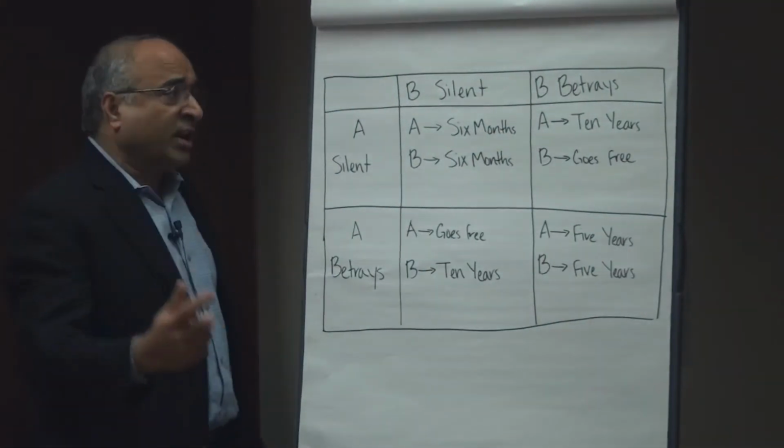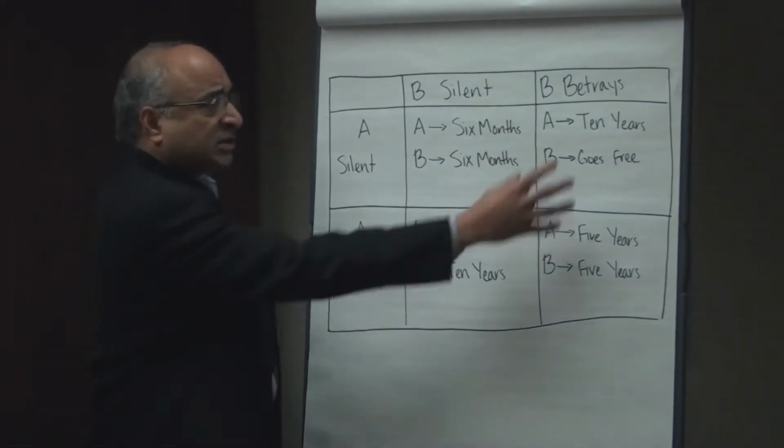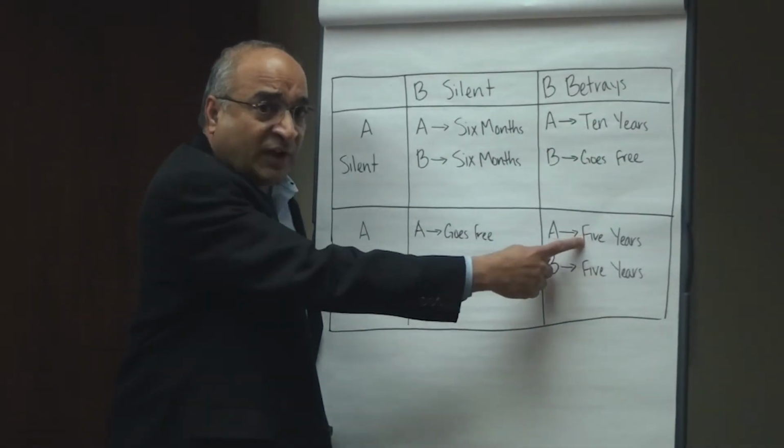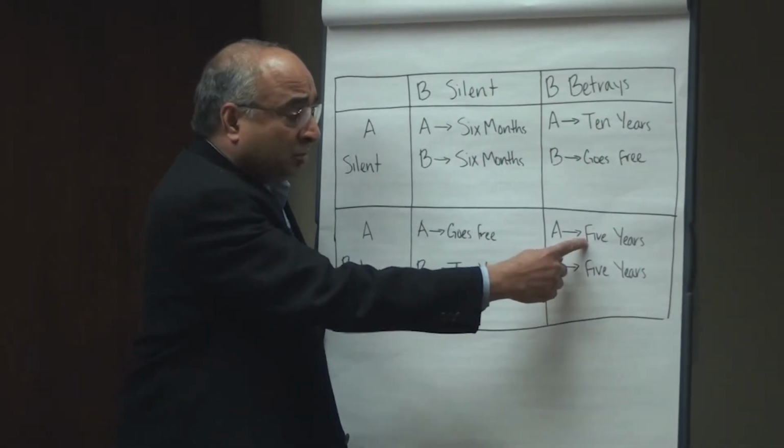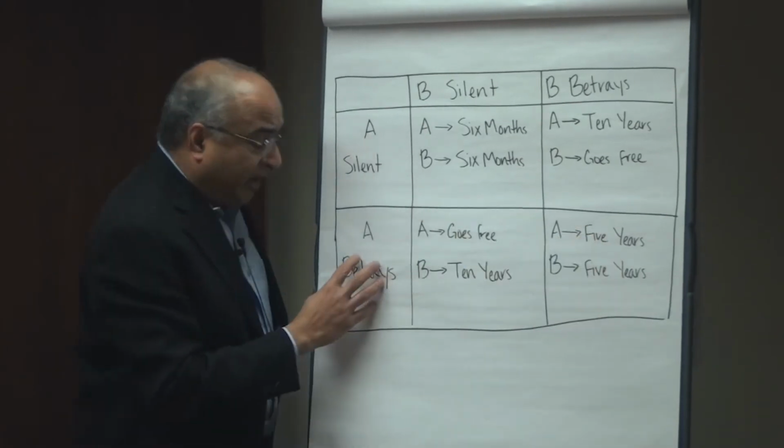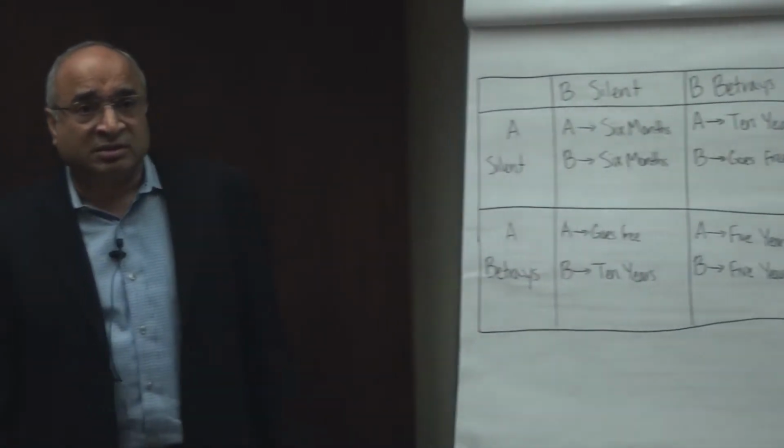On the other hand, B could betray. If B betrays, which option is better for me? Well, this option gives me 10 years, this option gives me 5 years. So, betraying is better if B betrays. Either way, betraying is better. Ratting on the other guy is the best option for me, A concludes. So, he rats, and so does B. They both rat, and this is where they end up.